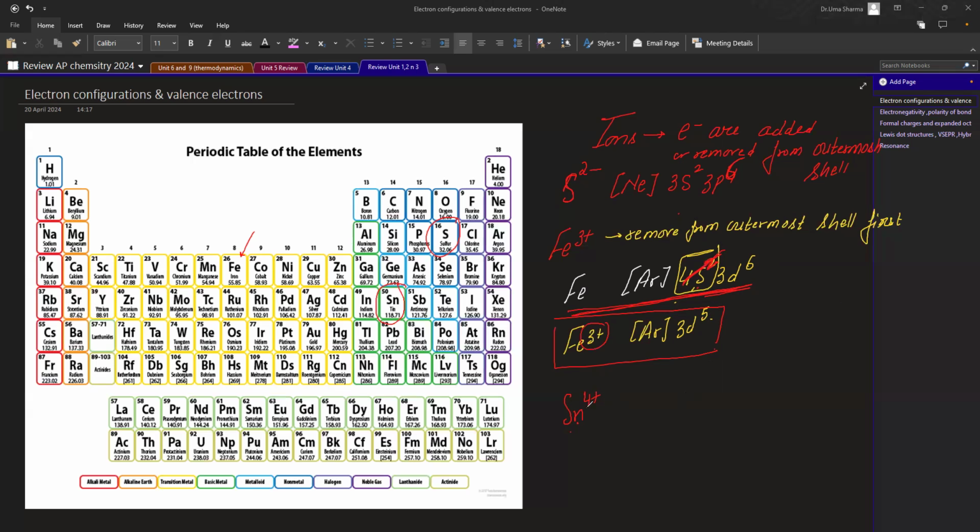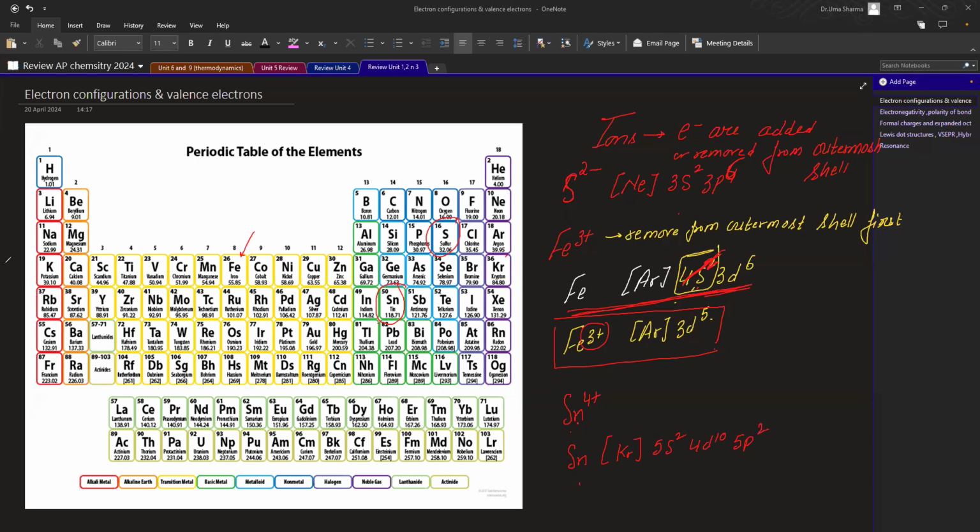Okay, now let's do tin 4 plus. First you write the configuration of tin. Okay, that's the configuration of tin. Aditi, I think you have made some error. Tin is here, so krypton is the inner core. Krypton and then 5s2, 4d10, 5p2. That's the configuration of tin.